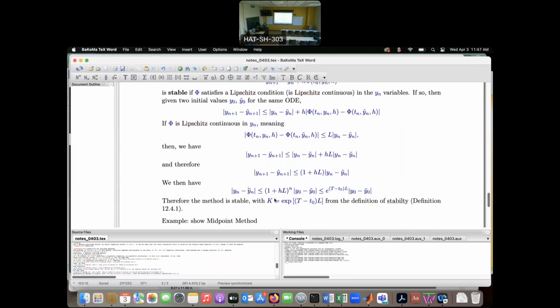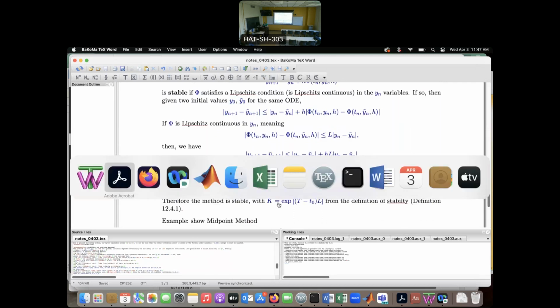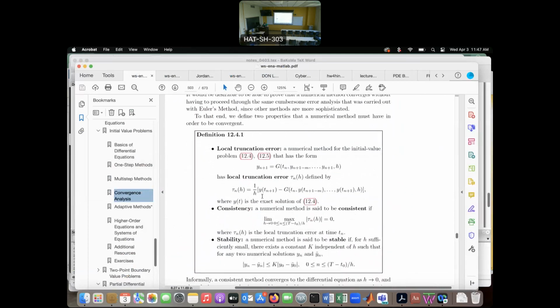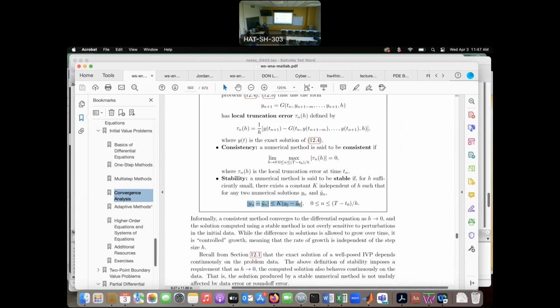And I want to mention where this constant capital K is coming from. If I scroll back to the general definition of stability, right here, that for all time steps, the difference in your computed values is bounded by some constant K that's independent of h, that's very important, times the difference in your initial values. So here, for this one-step method, because we have Lipschitz continuity of phi, we can actually say what the constant capital K is.